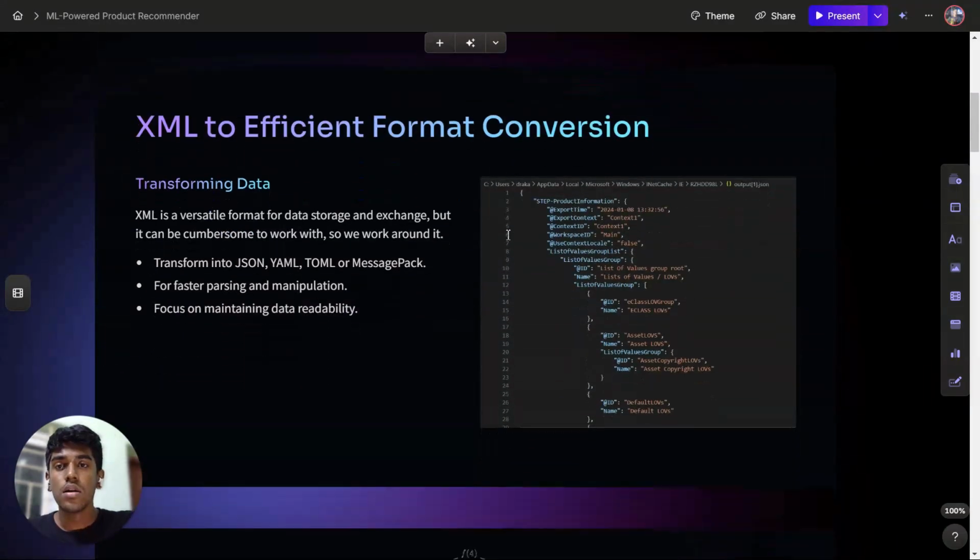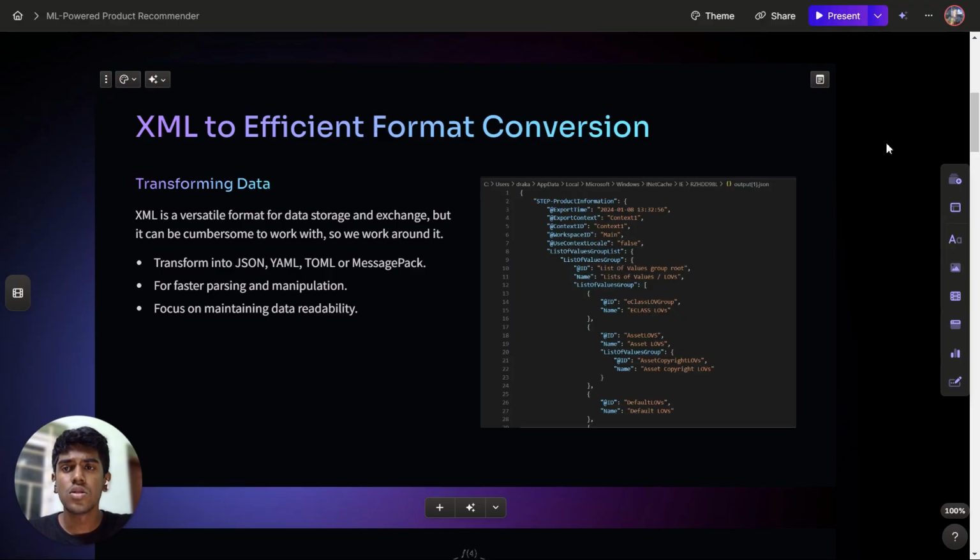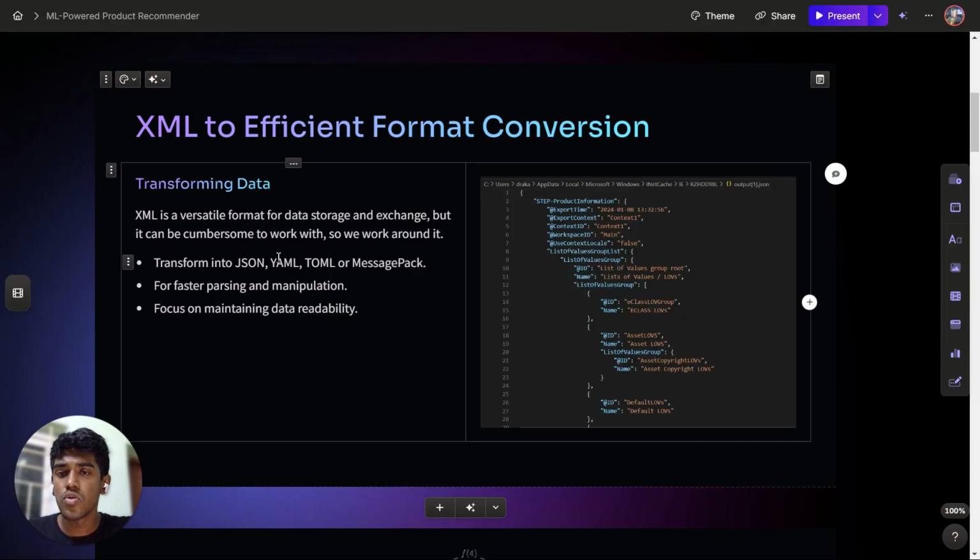Going on, I received an XML file which had data of products. I am converting it into something more readable. We can convert it into JSON, YAML, TOML, or MessagePack. While MessagePack is not meant for readability, it is meant for a larger user base. So, focusing on maintaining data readability, I have chosen to transform it into a JSON format.